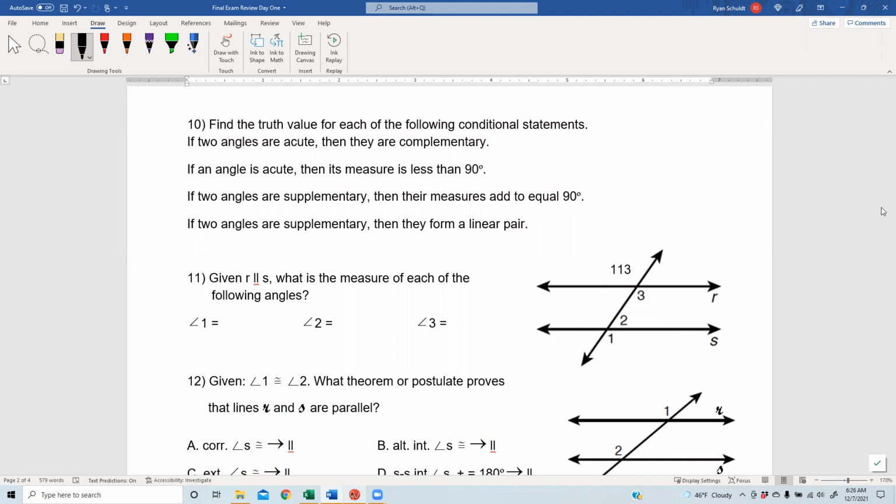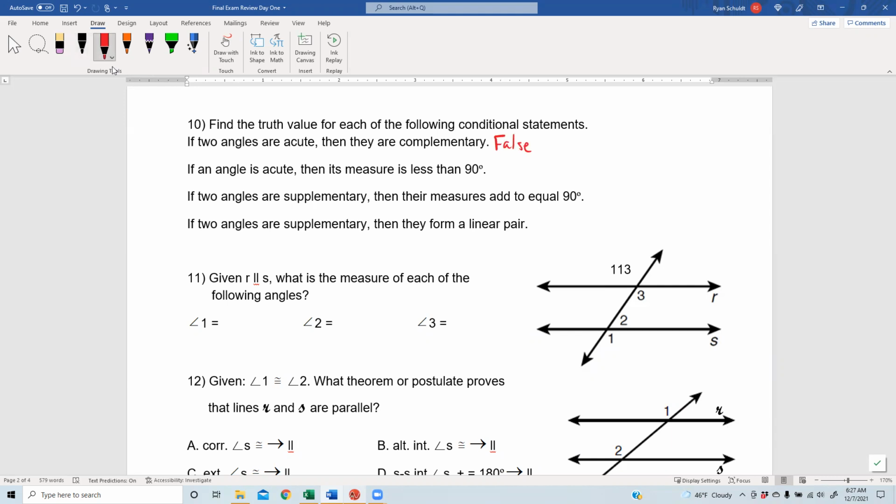Page 2 starts with us having to find the truth value for each of the following conditional statements. So we have to say if it's true or false. If two angles are acute, then they are complementary. So if they're acute, then they have to be complementary. This is false.